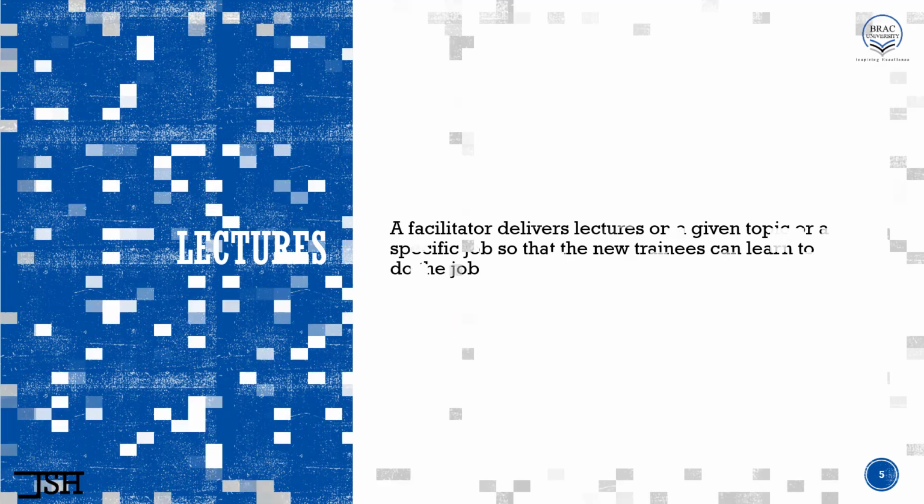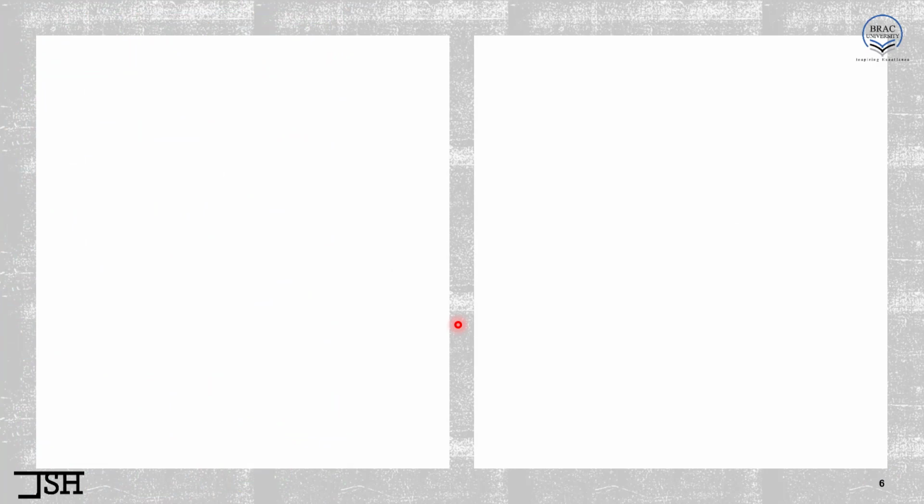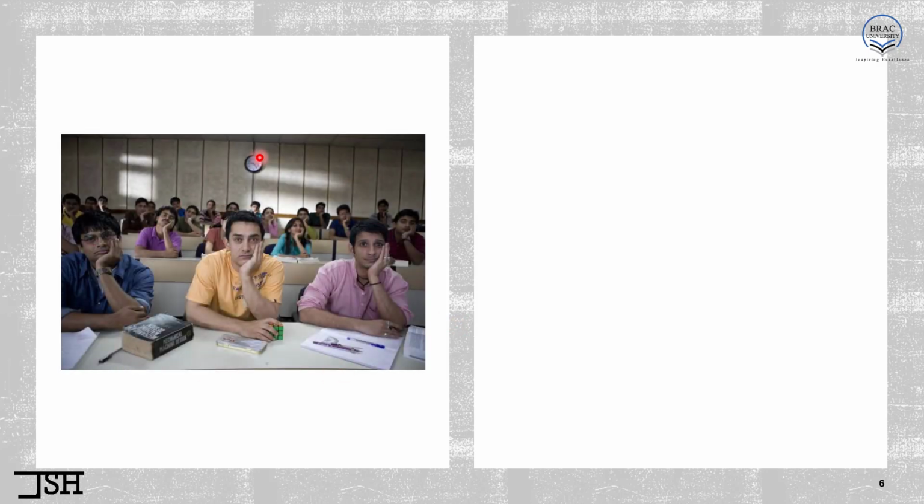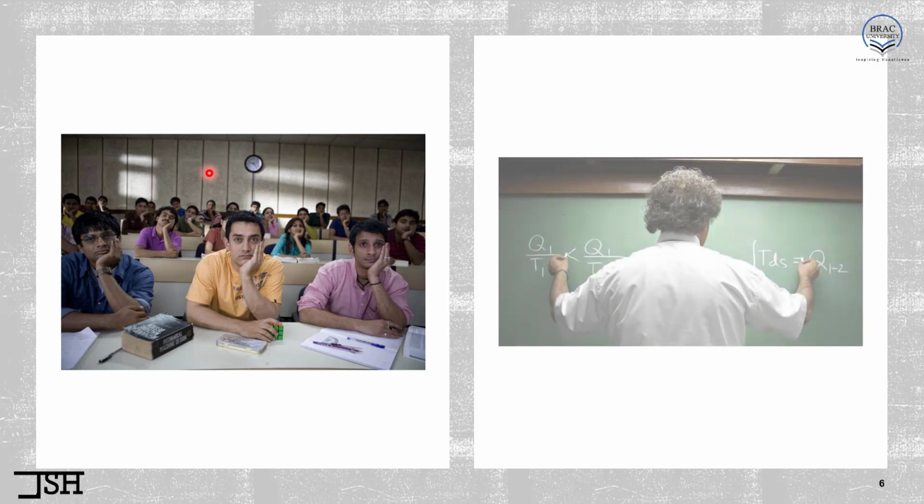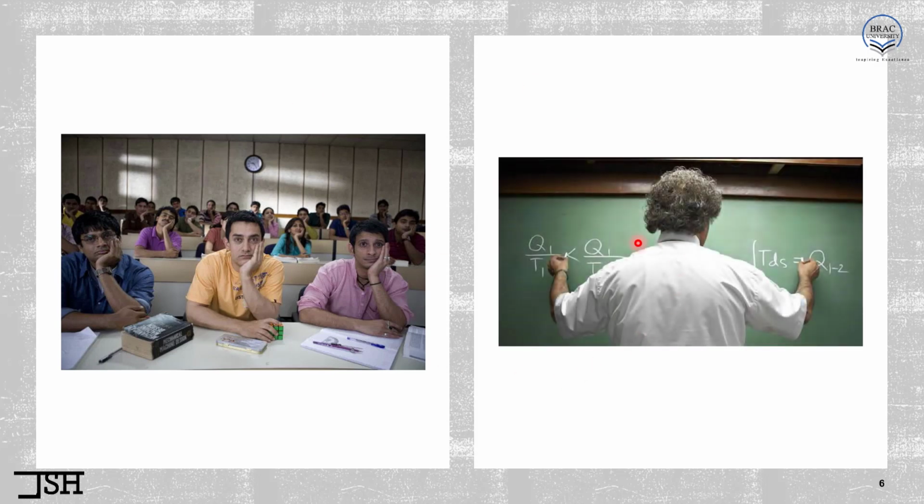So here is the example. Maybe a lecture session is being given on how to build a car from scratch. So if a lecture is going on, on the left hand side, you will be sitting in the class like this. And on the right hand side, the instructor will be giving you instructions on how to assemble a car. So that is what happens in a lecture session, right? So I'm not going to spend any more time on the lecture topic.